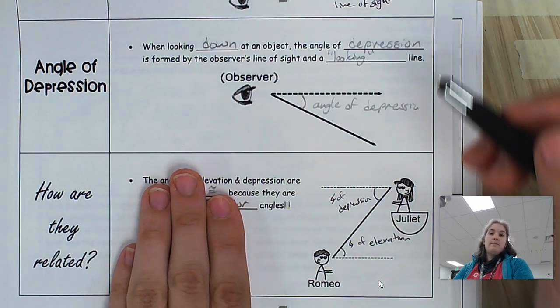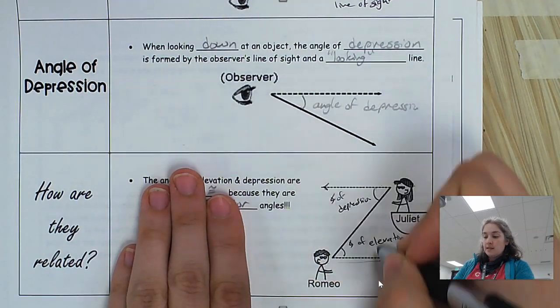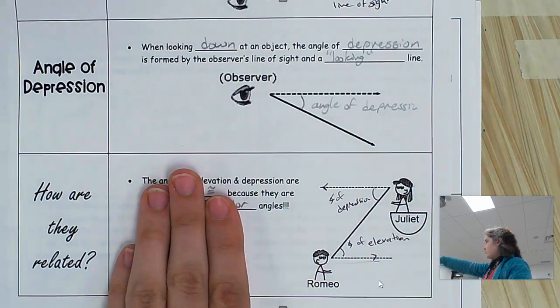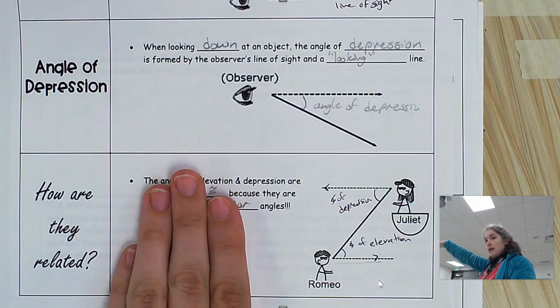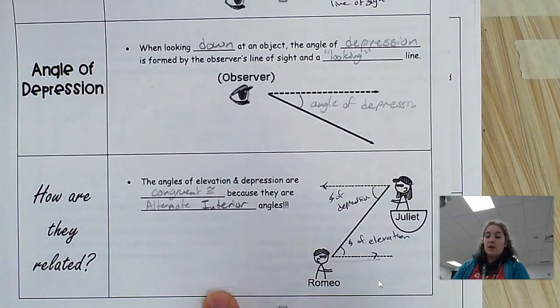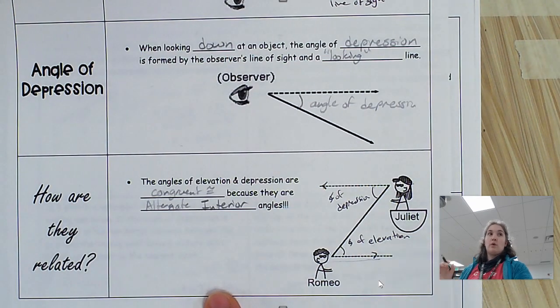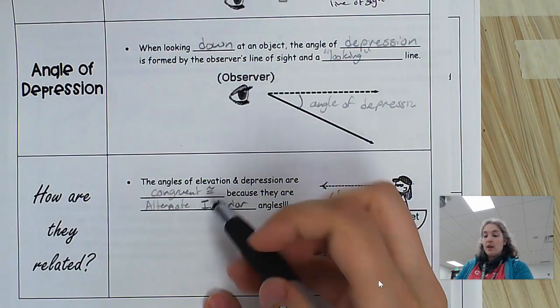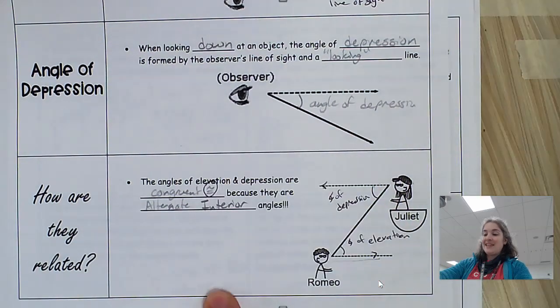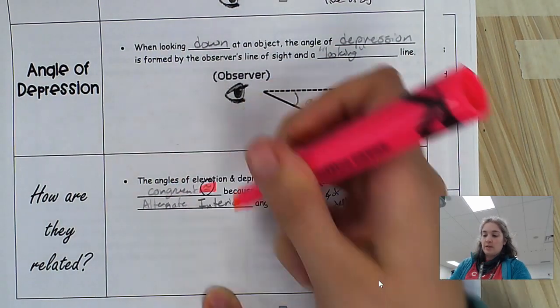Here's what's really cool. Their lines of sight are parallel lines. They both look straight ahead, so even if one's taller than the other, their lines are parallel. Because they're parallel, these angles are congruent because they're alternate interior angles. So the angle of depression and the angle of elevation are always going to be congruent. It's really, really powerful, okay? They are congruent. If you can highlight that one, do it. This is really awesome.